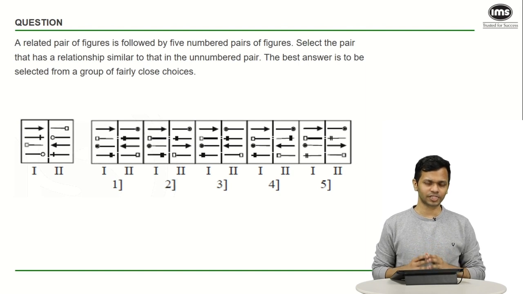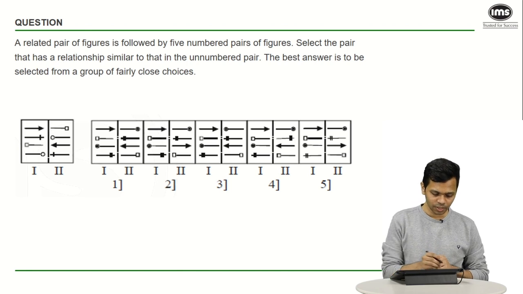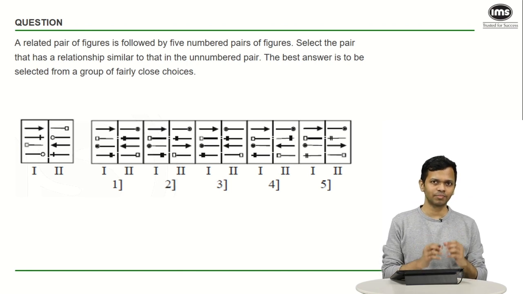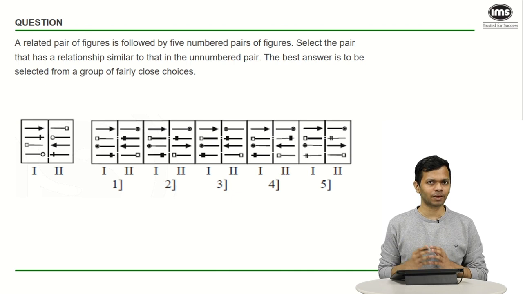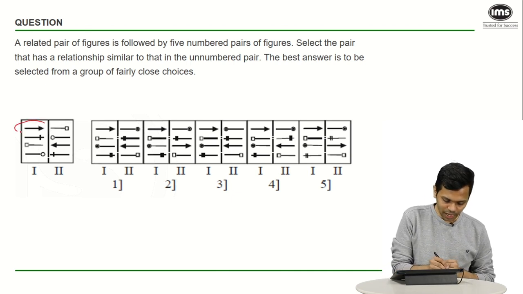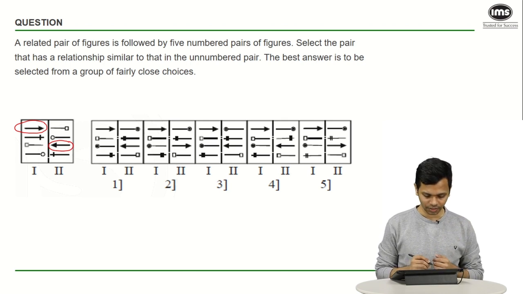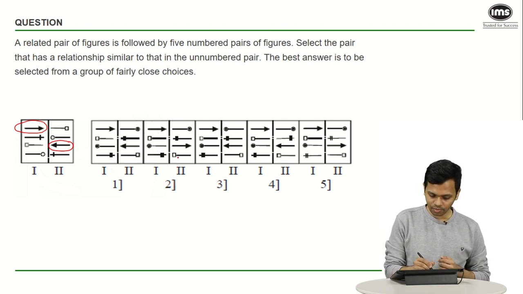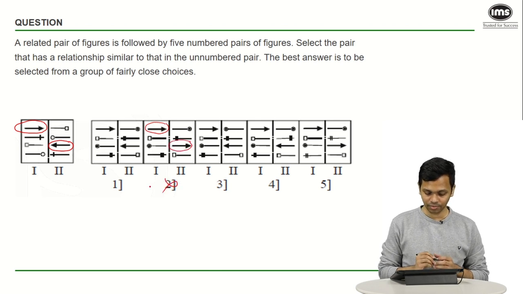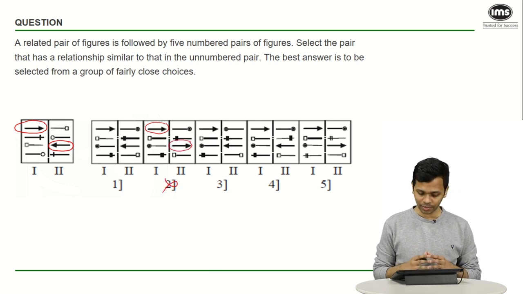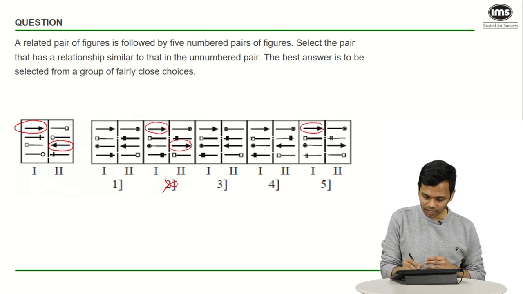This was again fairly straightforward. I think even 30 seconds should have been sufficient to answer something like this. So concentrate on one particular element in the entire figure and see what is happening with that. If I look at this arrow, for example, it goes to the 3rd position and reverses the direction. If I try to find the same logic, I will see that here it is inconsistent. It's remaining the same direction, so that is something that I'm going to eliminate.